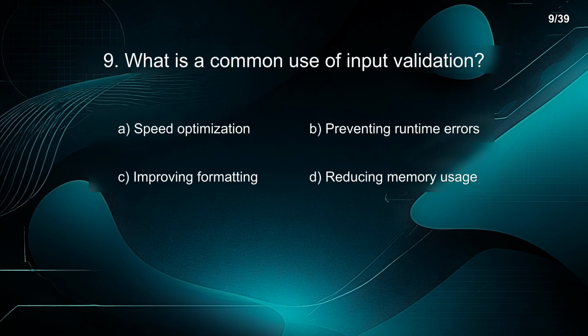Ninth question. What is a common use of input validation? A. Speed optimization. B. Preventing runtime errors. C. Improving formatting. D. Reducing memory usage. Correct answer is B. Preventing runtime errors.